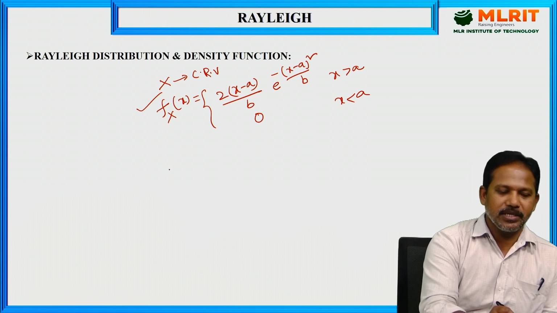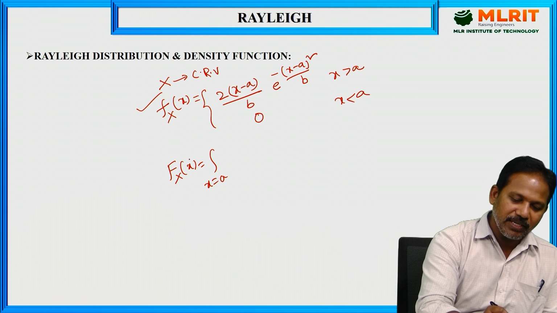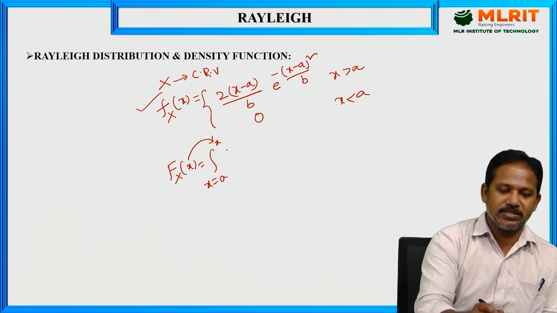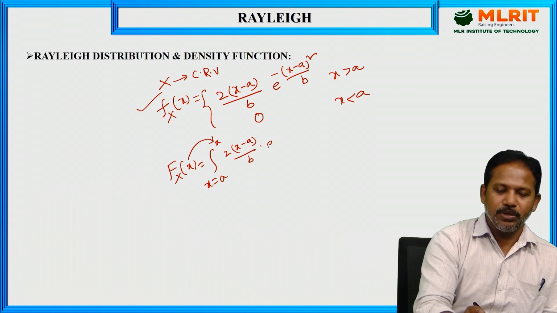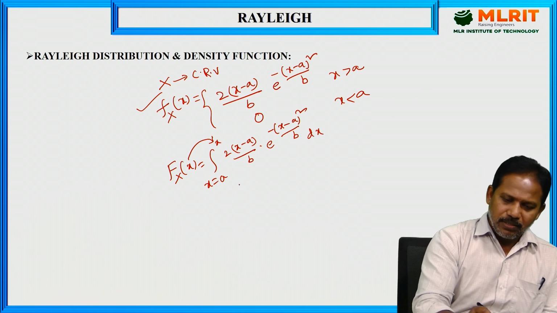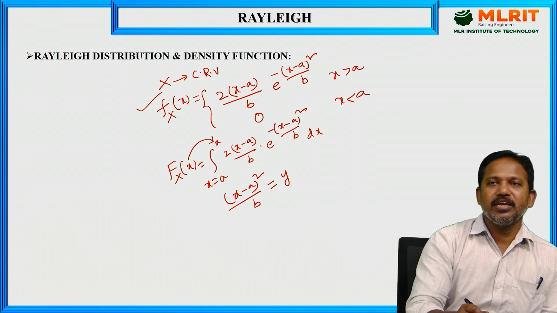By using this, I want to find the distribution function also. We know already the relation, that is the probability distribution function F_X(x) is equal to the integral, where my lower limit is a and upper limit will be taken as x only. Why? Because I need to find the function up to x. So F_X(x) equals the integral from x equal to a to x of my density function, 2 into (x minus a) by b into e power minus of (x minus a) whole square by b dx. Here, to find the integration, (x minus a) whole square by b must be replaced by another variable y.